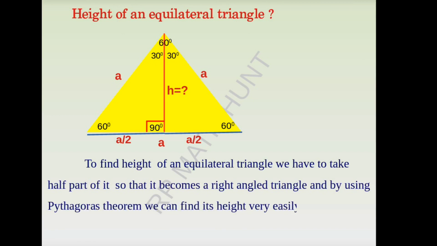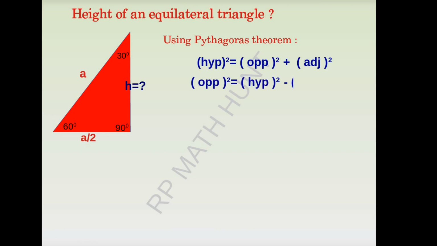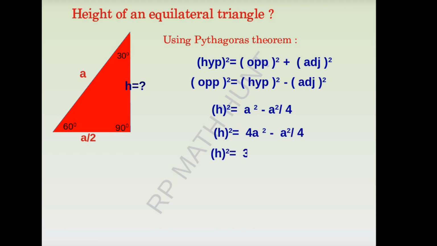Now, using Pythagoras theorem, hypotenuse square is equal to opposite square plus adjacent square, we know. Opposite square is equal to hypotenuse square minus adjacent square. H square is equal to A square minus A square by 4. H square is equal to, taking 4 common as LCM, 4A square minus A square by 4. That is, H square is equal to 3A square by 4, which implies H is equal to root 3A square by root 4, which implies H is equal to root 3A by 2. This is the height of an equilateral triangle.